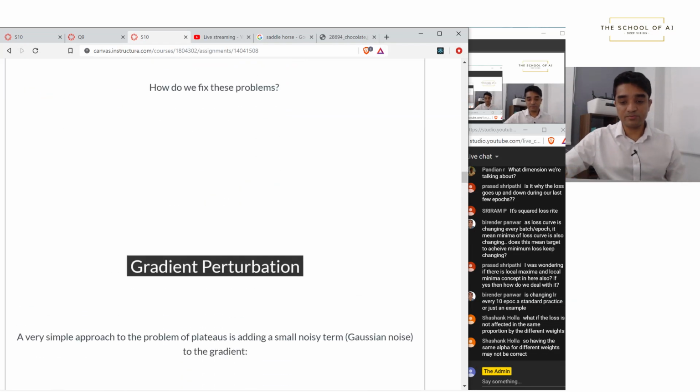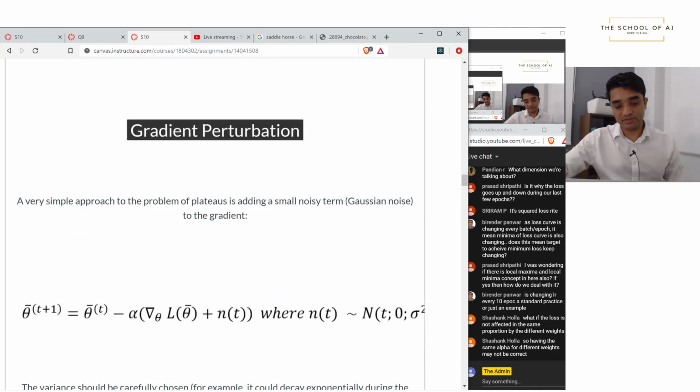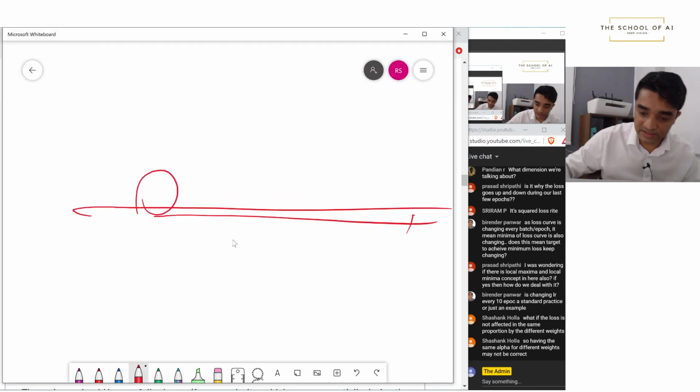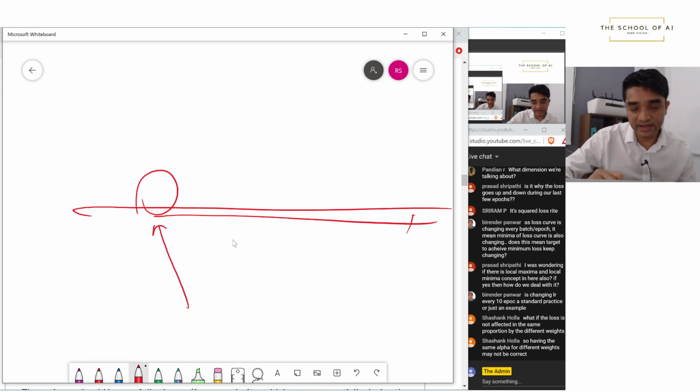Now, how do we fix this problem? The solution is actually very simple. The solution is called gradient perturbation. A very simple approach to solve these two problems is gradient perturbation. Let's see what exactly we want to do. The problem we have in this plateau right now is that our gradient is 0, or very small.